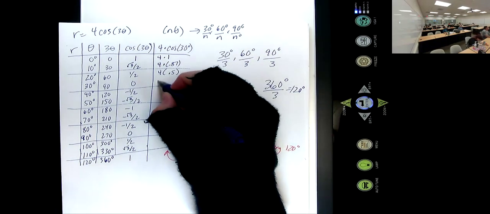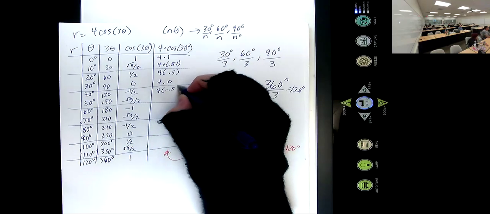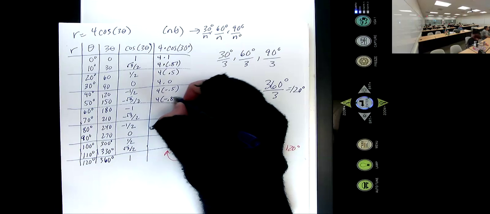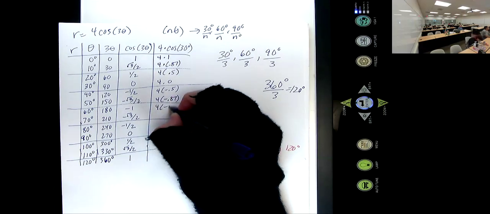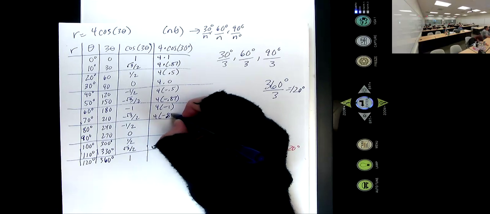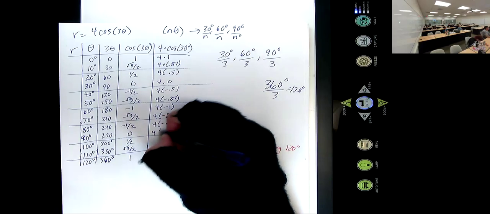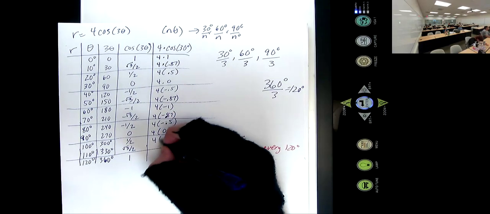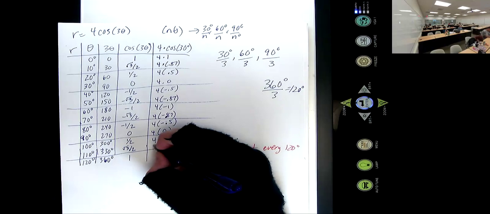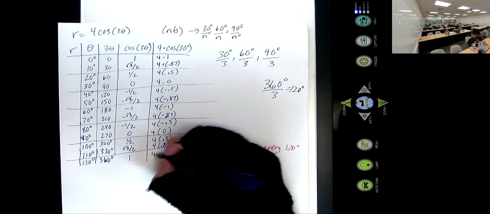So this is gonna keep going. 4 times -0.5. 4 times -0.87. 4 times -1. 4 times -0.87. 4 times -0.5. 4 times 0. 4 times 0.5. 4 times 0.87. And 4 times 1.